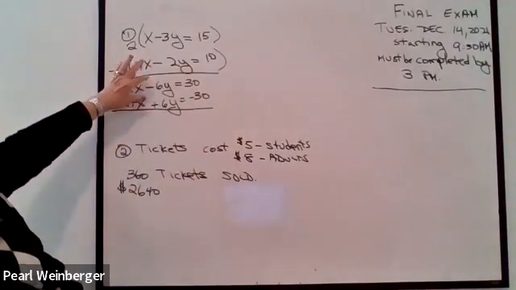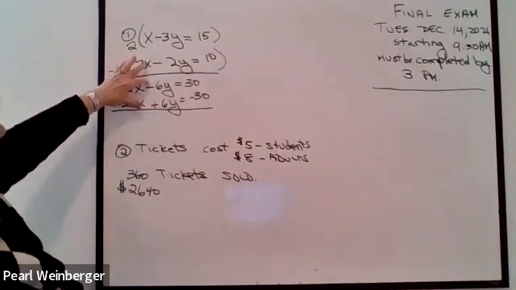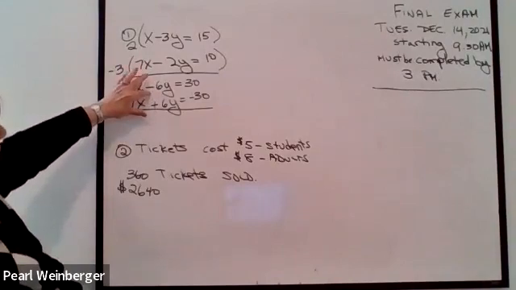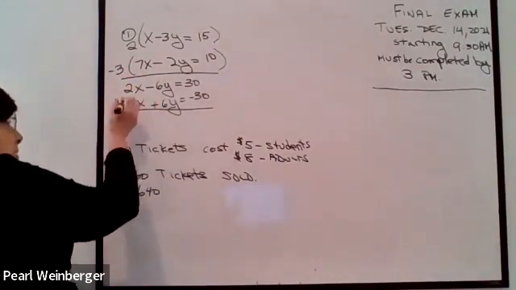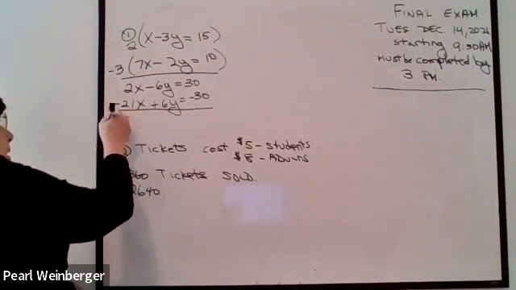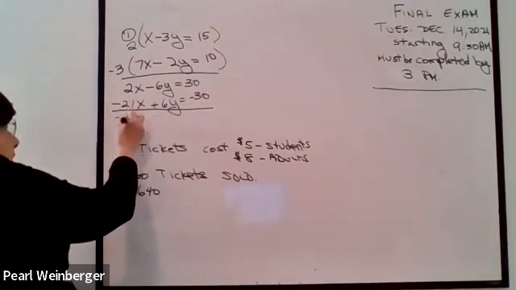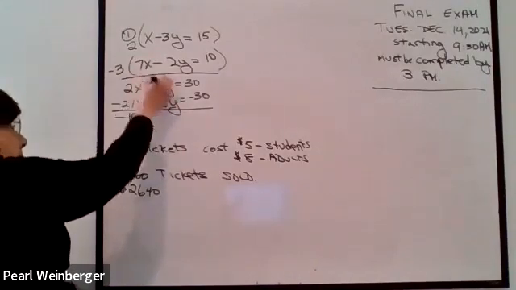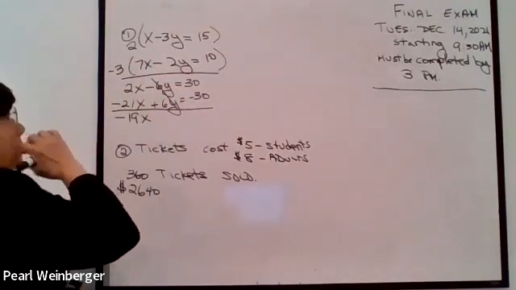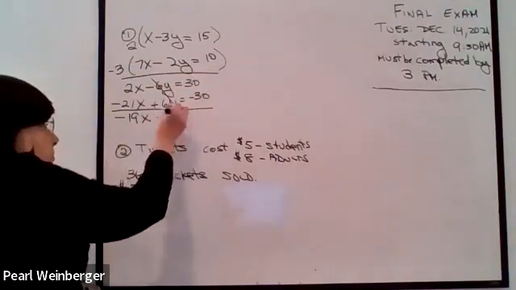I see that this is going to work because if I want to get rid of the y's, I need them to have the same coefficient, but one being minus and one being plus. So now I just add these down: negative 2x plus 21x gives me negative 19x. The negative 6y and the positive 6y cancel out. And on the other side, I have 30 plus negative 30, which gives me 0.